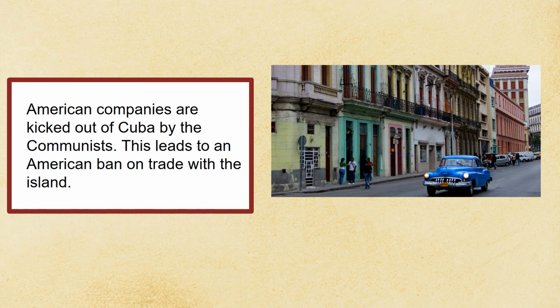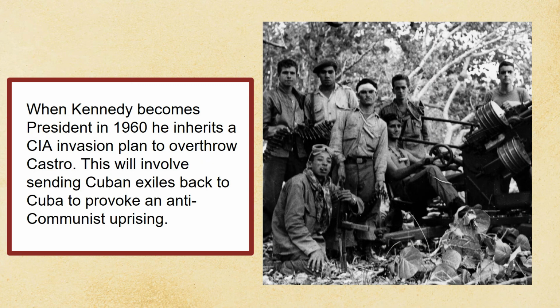So what he does is he kicks American companies out of Cuba, and this leads to an American ban on trade. So suddenly the relationship between these two sides becomes very fractious. They don't like each other now. Now the Americans don't like Castro, and they want to get rid of Castro. So in 1960, when Kennedy becomes president, he inherits a CIA invasion plan to overthrow Castro.